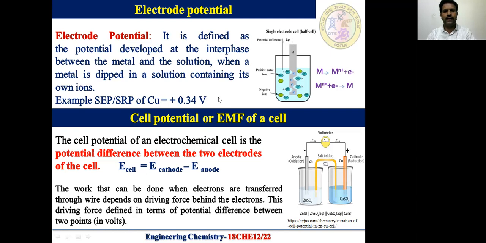Similarly, the standard electrode potential or standard reduction potential of zinc is minus 0.76 volt. So that means if we immerse zinc metal into the solution containing Zn2+ ions of concentration 1 molar and temperature of the solution 25 degrees Celsius, then the electrode potential developed will be equal to minus 0.76 volt. So this is about electrode potential.